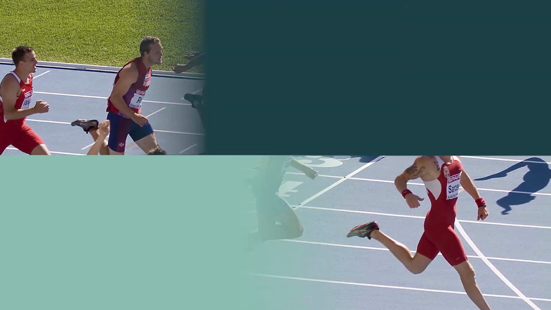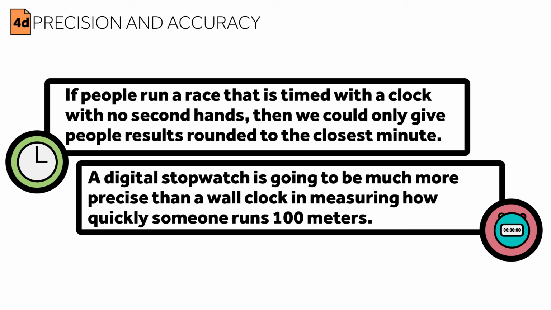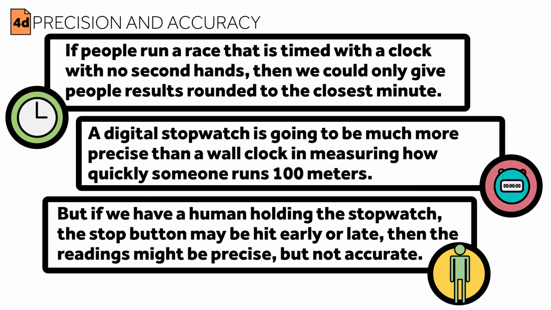You need something digital. A digital stopwatch is going to be much more precise than a wall clock in measuring how quickly someone runs 100 meters. But it could still be inaccurate. If we have a human holding the stopwatch, and that human keeps hitting the stop button too early or too late, then the readings might be precise but not accurate, clustered tightly around the wrong times.